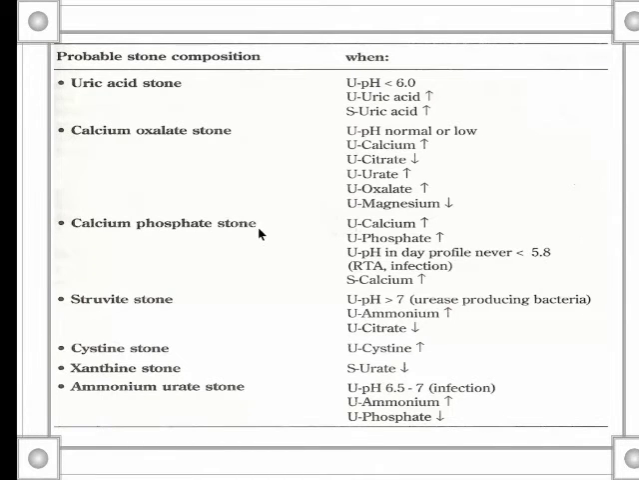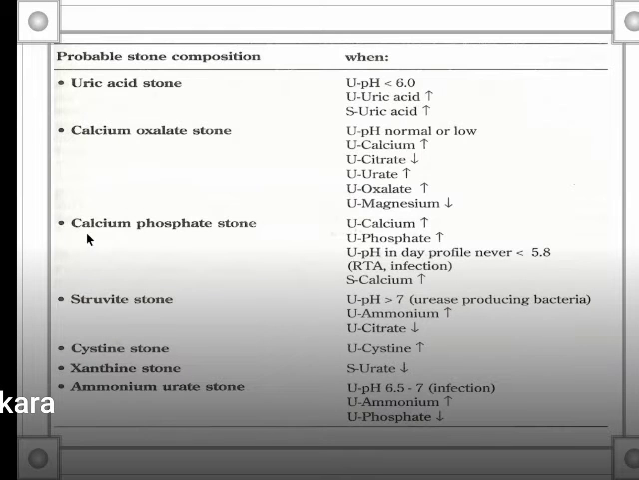Similarly, in calcium phosphate stones, both calcium and phosphate in the urine are increased. Urinary pH is never less than 5.8, so it is RTA or infection. Serum calcium will be increased. So serum calcium is increased, that's why urinary calcium is also increased. And in addition they have increased urinary phosphate. That's why they will have calcium phosphate stones.